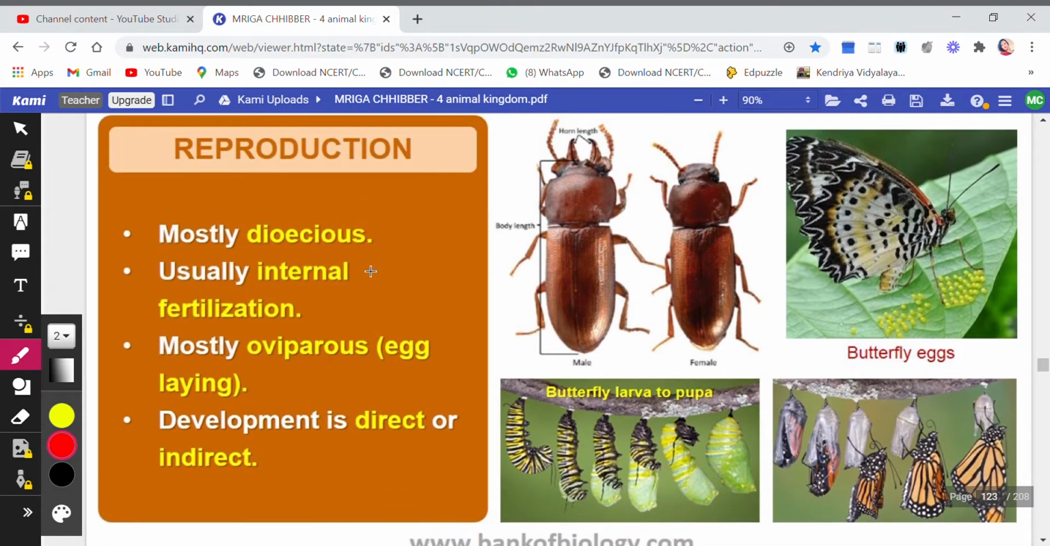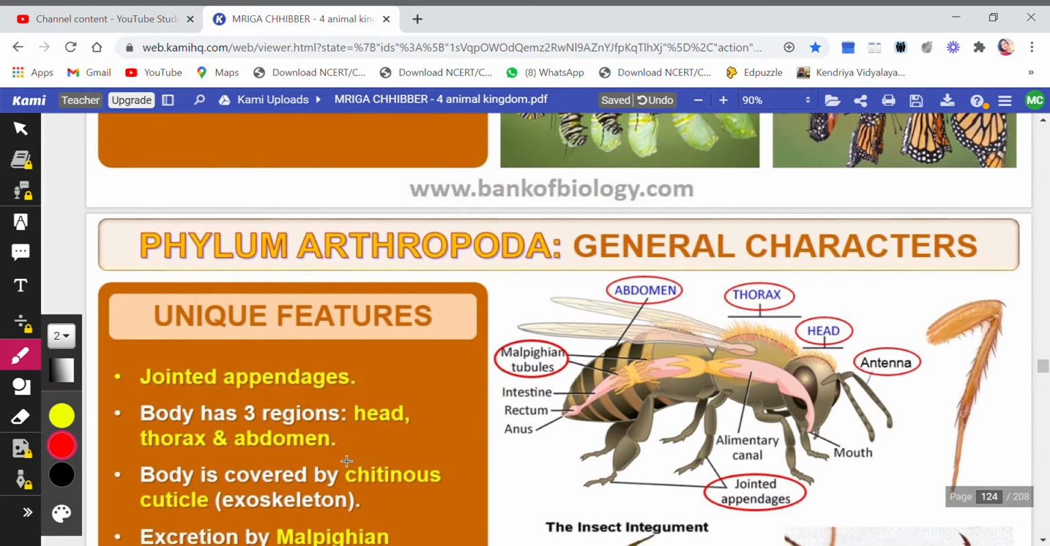Reproduction, again dioecious, that means they are unisexual. Usually internal fertilization, mostly oviparous. Now oviparous means they are egg laying. I generally tell my children that an egg is always round in shape. So remember, the O in oviparous is also round. So always remember, oviparous animals will lay eggs, and those who give birth to young ones are called viviparous. And the development is both direct or indirect.